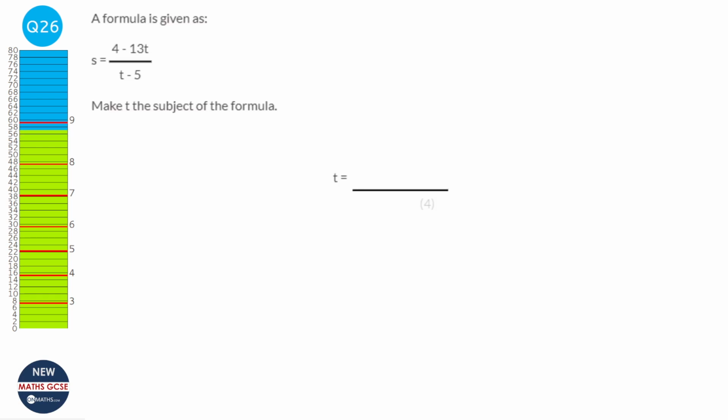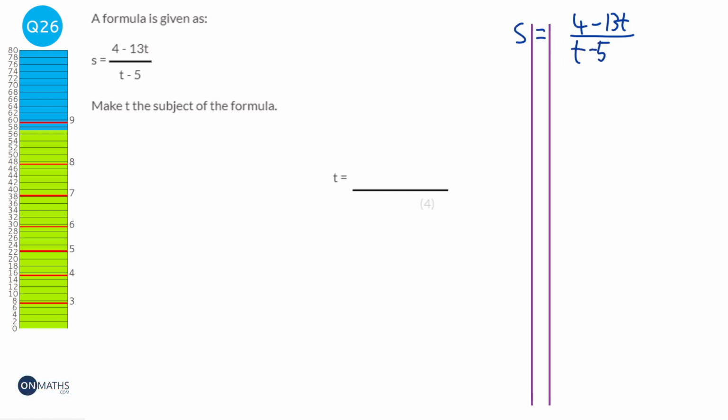We're going to write this out again just to give us a bit more space. So we've got S equals 4 minus 13t over t minus 5. I'm going to get our lines in. Okay, so the first thing I need to do is get rid of this fraction. Always get rid of any fractions. I'm going to do that by multiplying both sides by t minus 5.